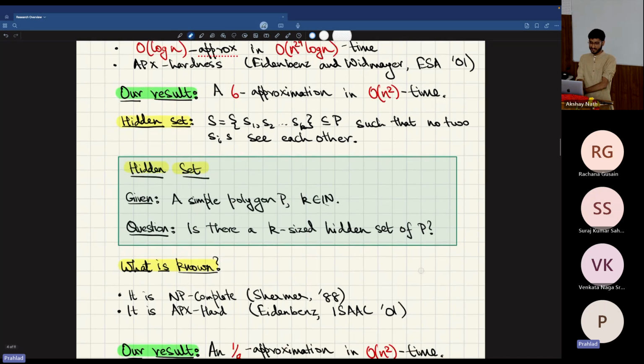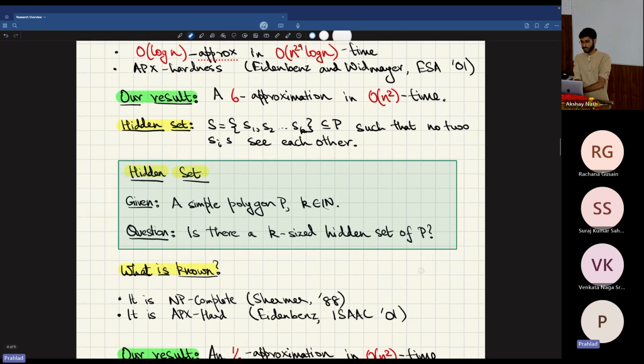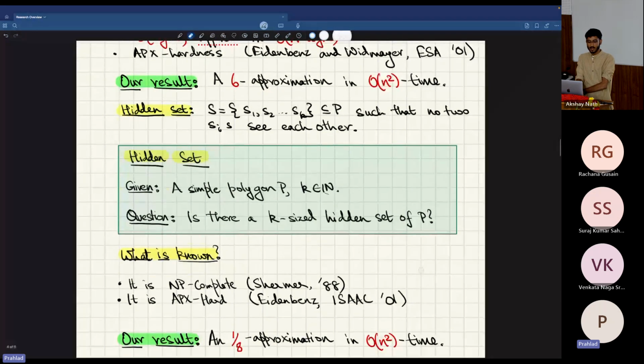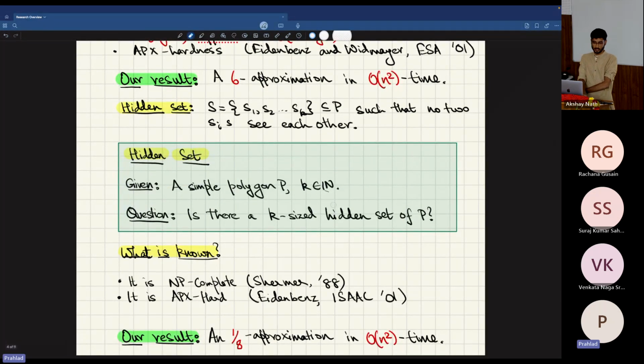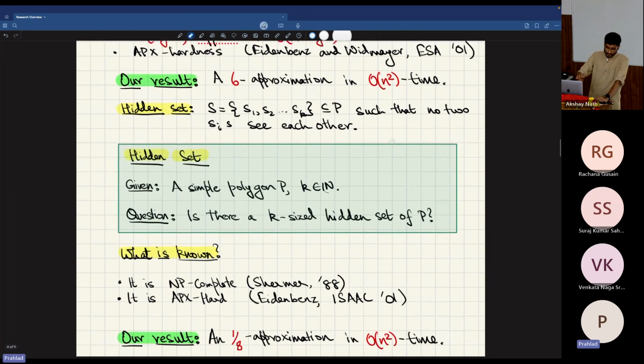Very little is actually known about this problem. There is no approximation algorithm essentially prior to our work. We know that it is NP-complete. This was proved in '88 by Shermer, and that it's APX-hard. And this was by Eidenbenz in 2001. So what we give is a 1/8 approximation, which runs in the same time. This is the first approximation algorithm of any sort for the hidden set problem.